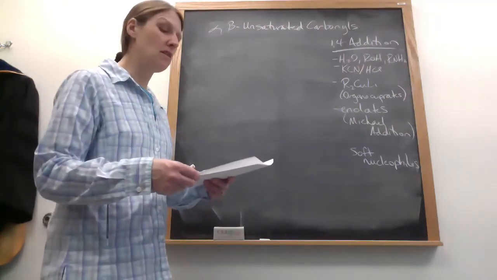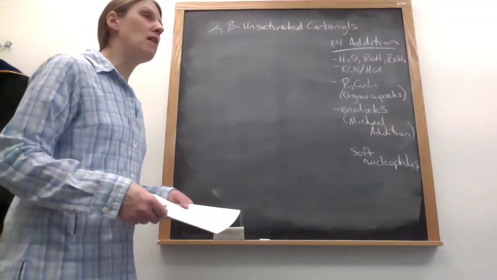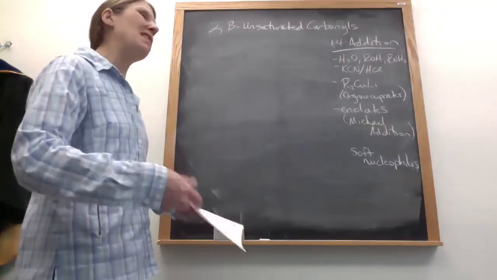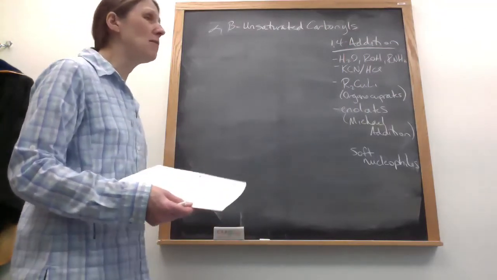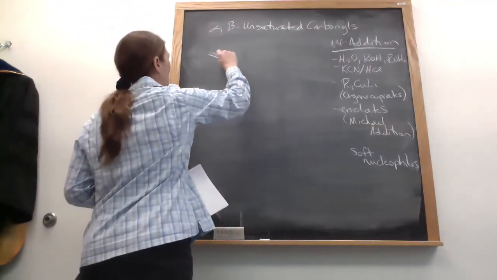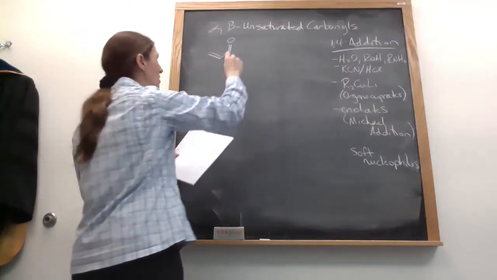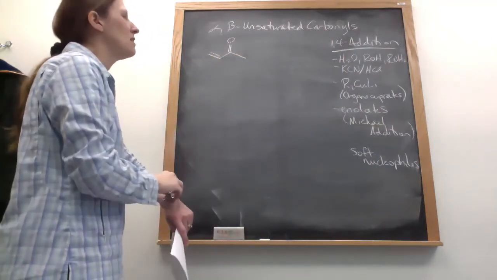We've been talking in chapter 18 about alpha beta unsaturated carbonyls. Last segment, I told you about 1,2 additions. What I want to focus on this round is talk about 1,4 additions to alpha beta unsaturated carbonyls. The things that add 1,4, these are things that add to the terminal carbon of the alkene.